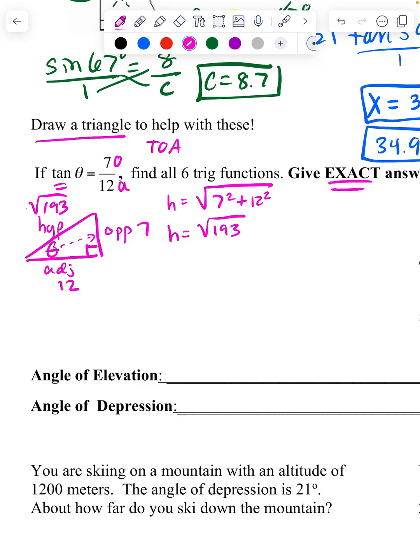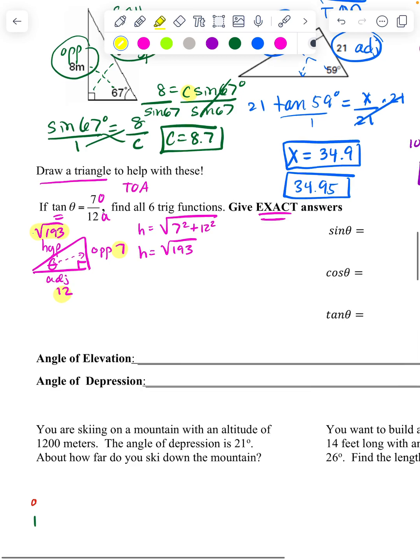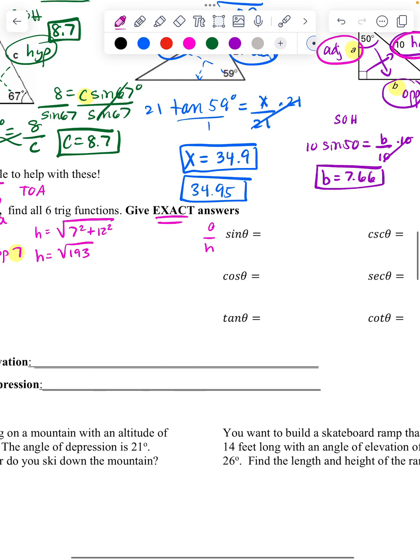I do have to give exact values, so I leave it as that. So now I have my three numbers. Opposite 7, adjacent 12, hypotenuse root 193. So when I go to do opposite over hypotenuse, I'm going to have 7 over root 193.